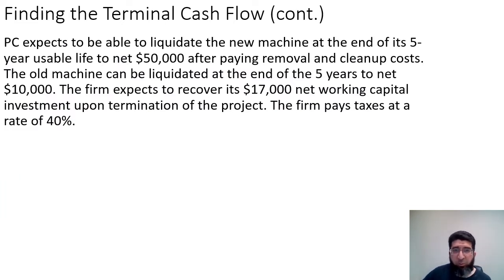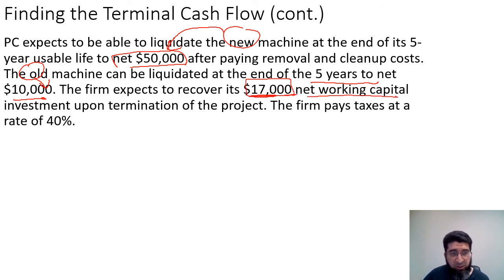PC expects to be able to liquidate the new machine at the end of its 5 years usable life to net $50,000 after paying removal and cleanup cost, which is already charged. The old machine can be liquidated at the end of 5 years to net $10,000. So new machine $50,000, old machine will be $10,000 sale point. The firm expects to recover its $17,000 net working capital, which we already calculated at the beginning of the session. And upon termination of the project, the firm pays tax at a 40% rate.